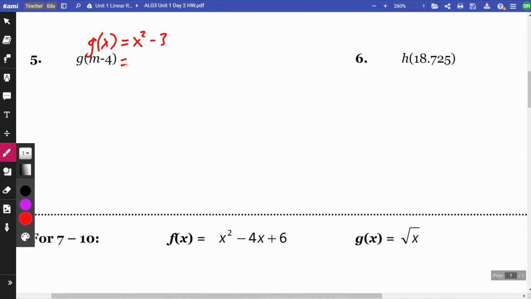And when we plug it in, everything's the same. X, and now instead of x it's m minus 4. And then that x was squared, so this has to be squared. And we just have a minus 3. And the reason why this is in a separate video is because this gets a little ugly.